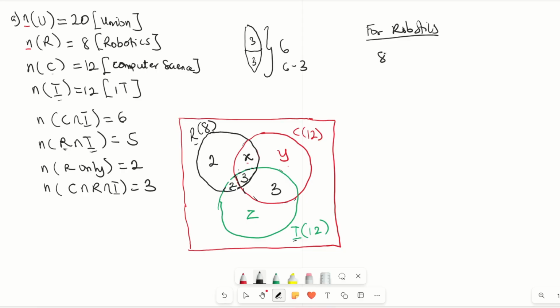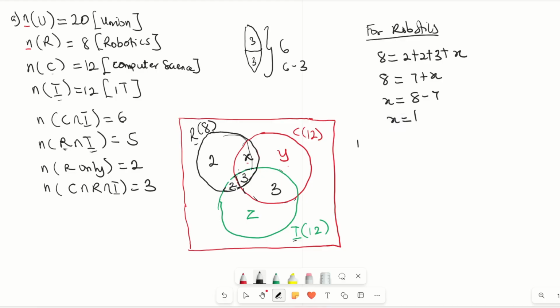So we can say for robotics, 8 is equal to 2 plus 2 plus 3 plus x, right? So we are adding all the ones in a circle here and equate it to the total number, which is 8 here. So it means that we have 8 to be equal to 2 plus 2 gives us 4 plus 3 is 7 plus x. And then we make x the subject to get 8 minus 7. And then x is equal to 1, right?